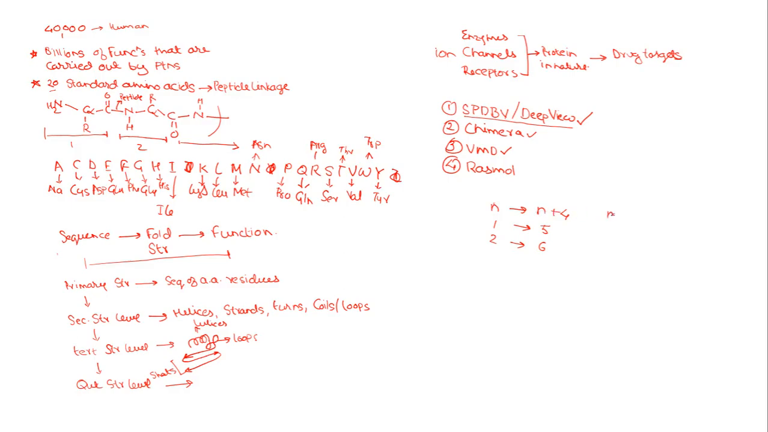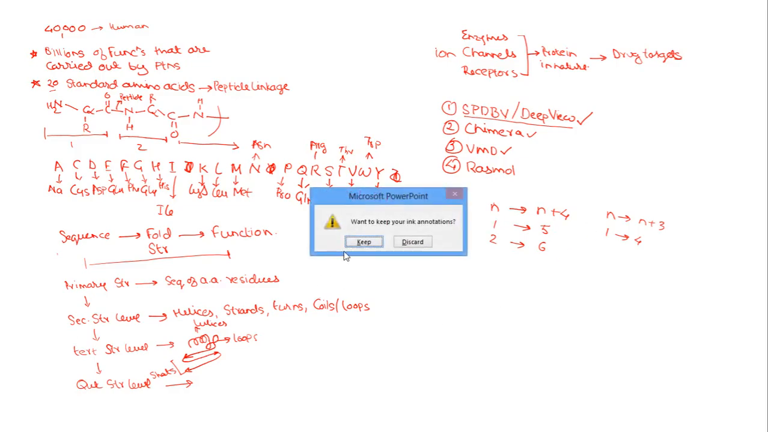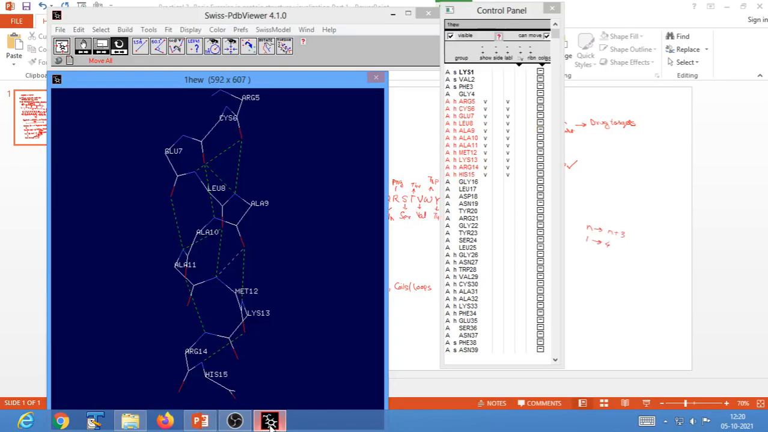Similarly, there are n to n plus 3 type of alpha helix, where there is hydrogen bonding between the first and fourth amino acid residue instead of the first and fifth amino acid residue. Okay, now depending on what type of hydrogen bonding exists in your proteins, there are different types of helices that you can classify. So this is one thing that is important.